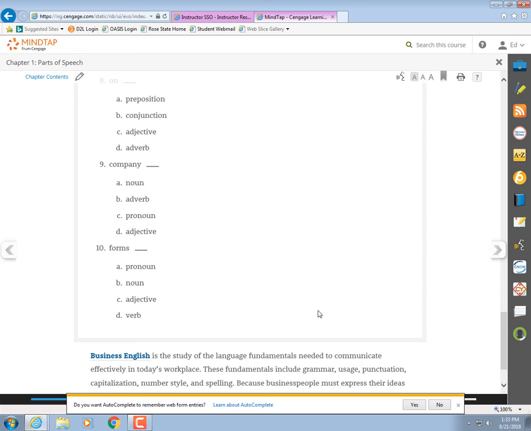Okay, I will try to figure out how to make that work where I can write on the screen. I may have to use a different device in order to make that happen. But I just wanted to go through that pretest with you.